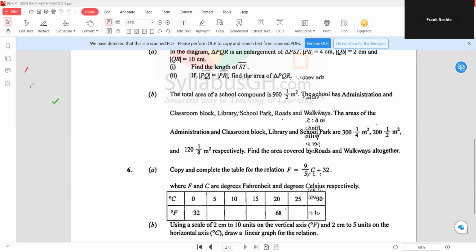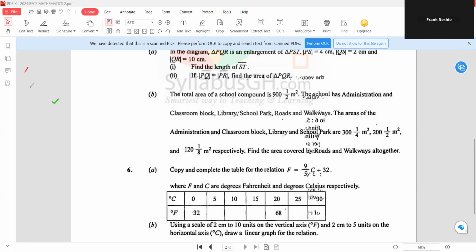The areas of administration and class block, library, and school park are 300 1/4 meters squared, 200.5 meters squared, 120 1/8 meters squared, respectively. Find the area covered by roads and walkways altogether. Roads and walkways added up to the other three we have should give us the total area.